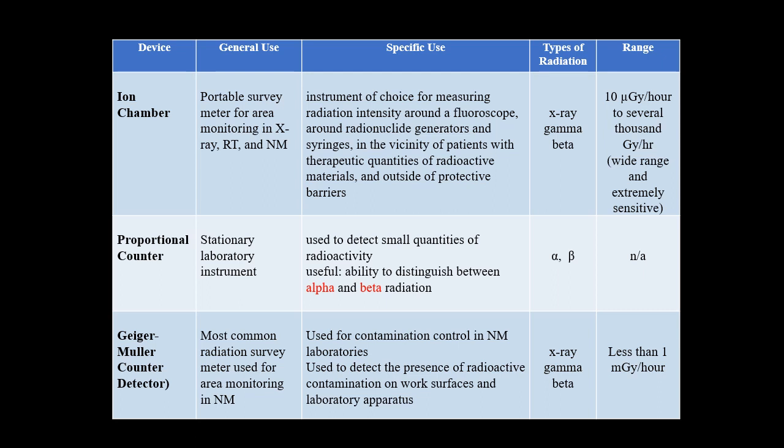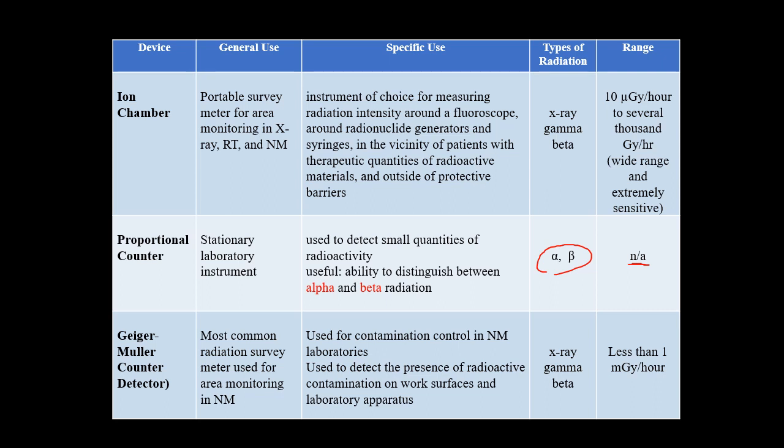Proportional counter is a stationary laboratory instrument. It's used to detect small quantities of radioactivity. It's useful in terms of being able to distinguish between alpha and beta radiation. And so the types of radiation it can detect are alpha and beta. That's exactly what it is. And there's no range specifically for this because it's just going to detect those radiations.